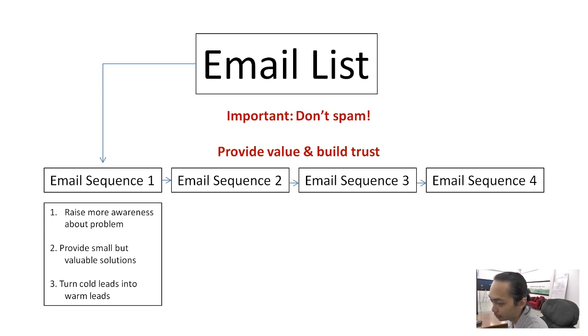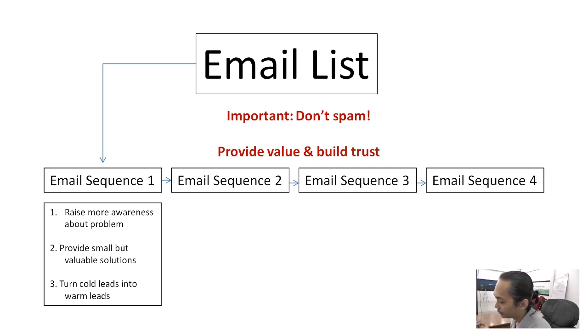awareness about the problems that they have. Provide small but valuable solutions to their problems. Just provide tiny, small solutions, just for them to understand, for them to see that you are willing to help them out. And the purpose also of the first email sequence is to turn cold leads into warm leads.